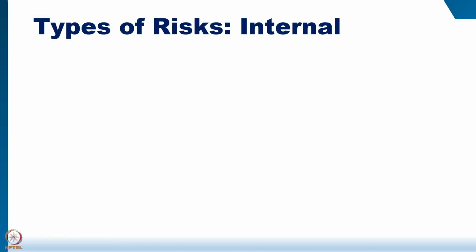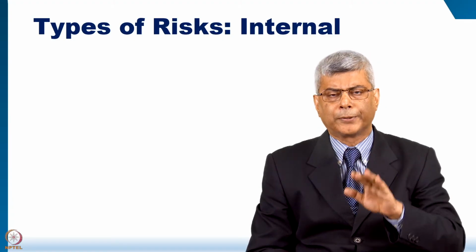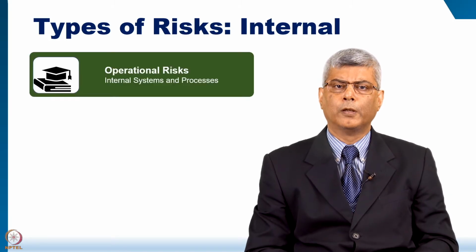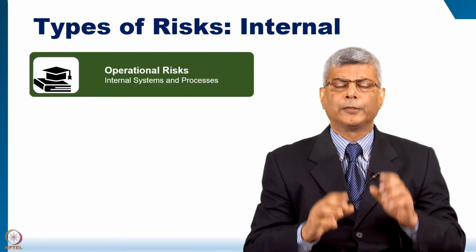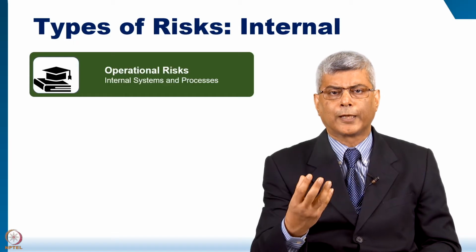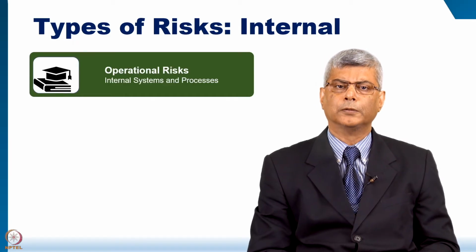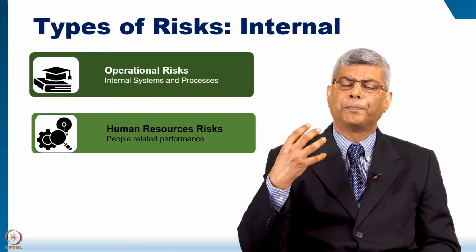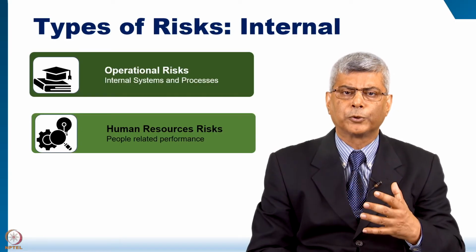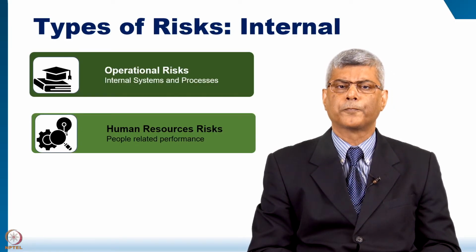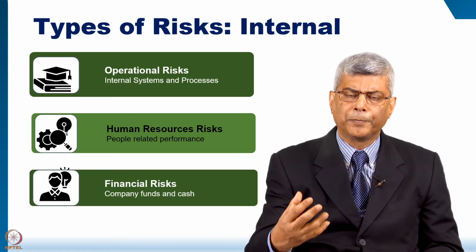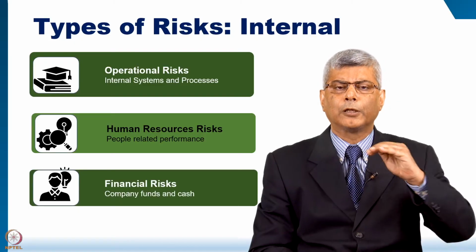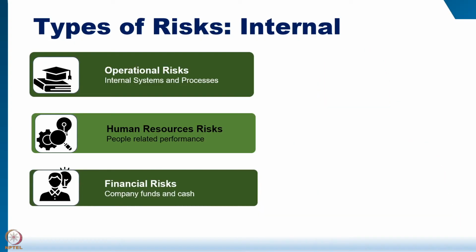So these were the risks external to the company. Let's look at risks which come because of factors within the company. This could be related to operational risks, which disrupt the operation of the company. We'll look at some examples. It relates to the people of the company, the human resources in the company. It would also be because of financial matters within the company itself. These are all internal risks, but they need to be managed.